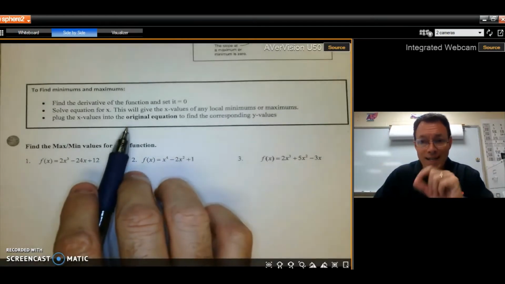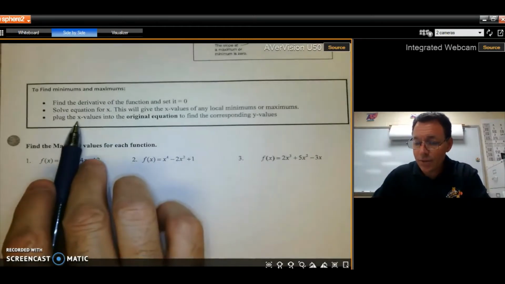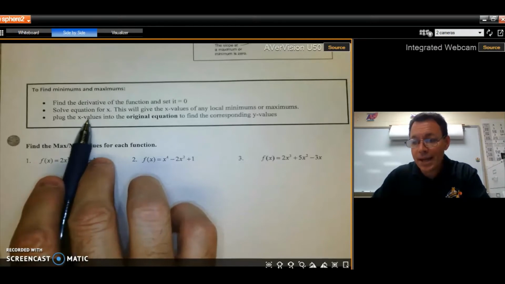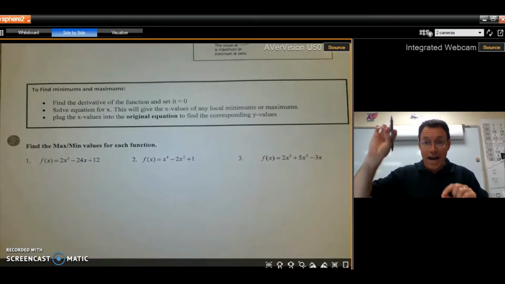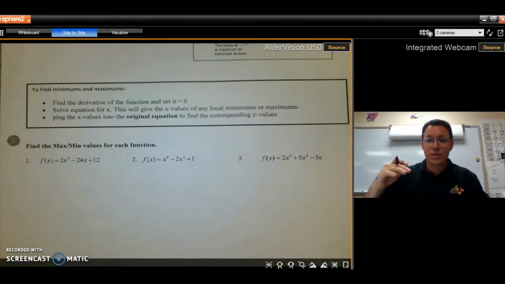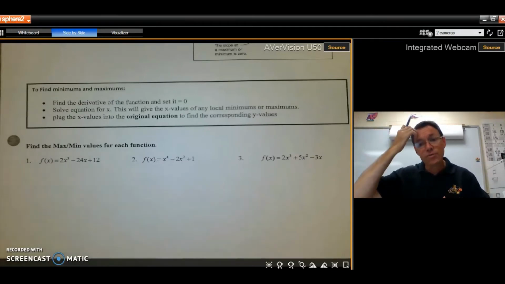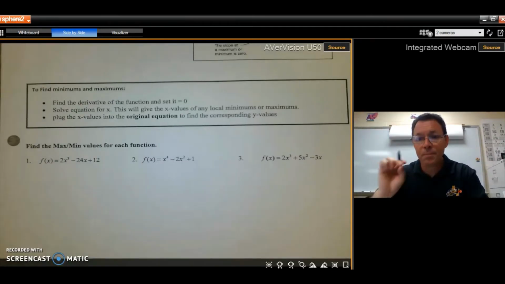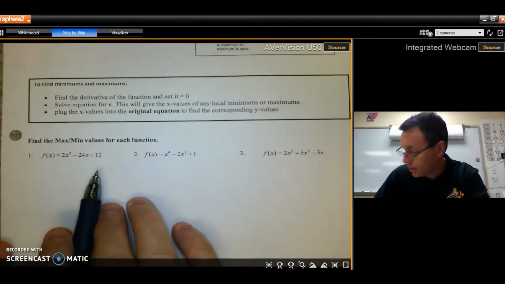Then, to find what are those actual points, what are those high points and low points, we're going to take those x values, and we're going to put them back into the original function. Okay? The derivative just finds us where our slope is 0. But if we want to know what those actual y values are, like how high and how low I need to go to find those minimums and maximums, we're going to put that back into the original. Okay? So let's do this first one, and you'll see what I mean.